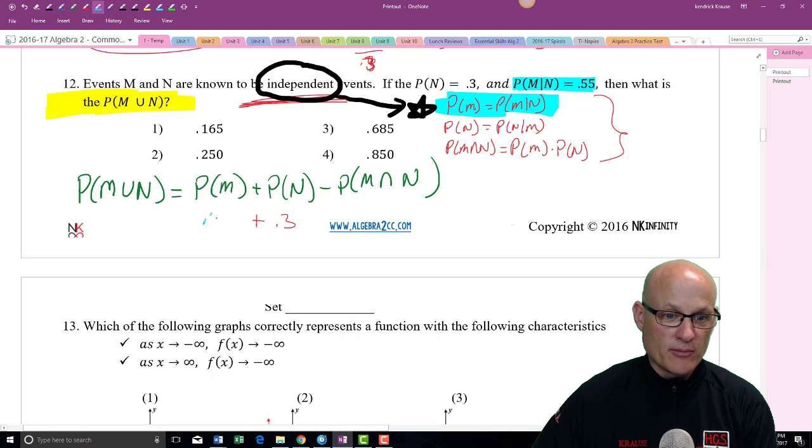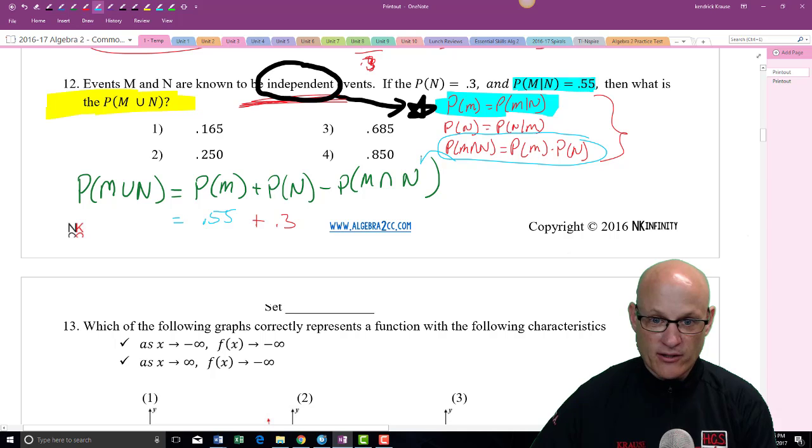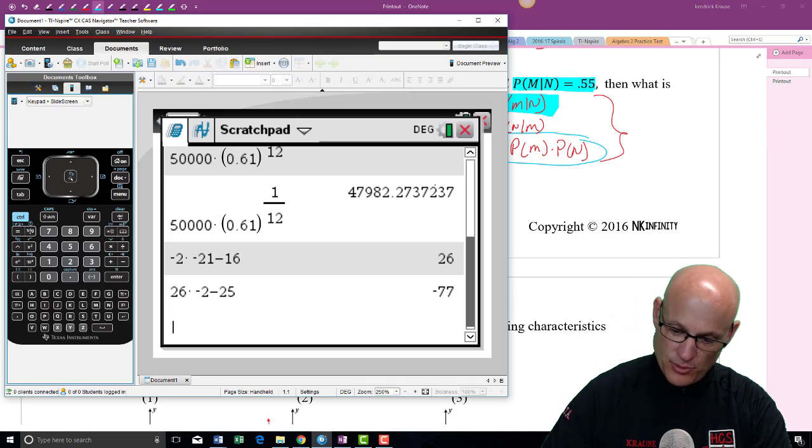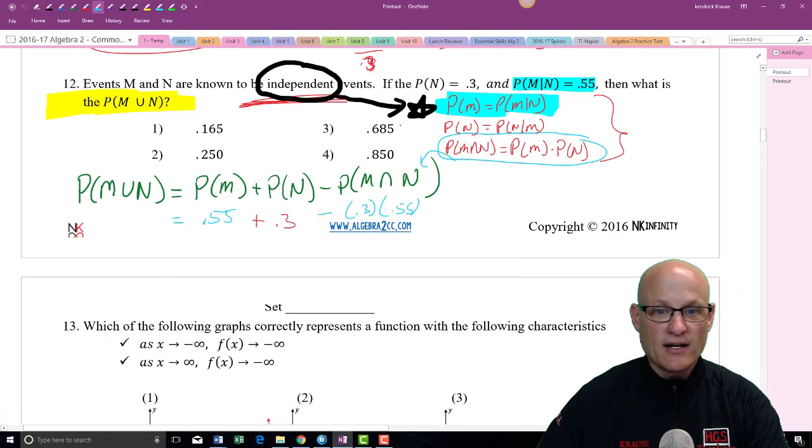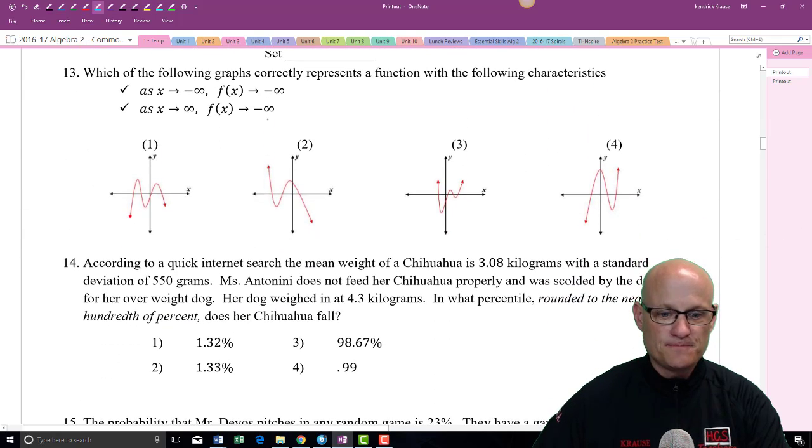Oh, okay, I can put that in there, 0.55. And wait a second, the probability of M and N, which is this piece right here, is really just 0.3 times 0.55. So this I got to do on my calculator. 0.55 plus 0.3 minus 0.55 times 0.3. Boom, 0.685. The winner.